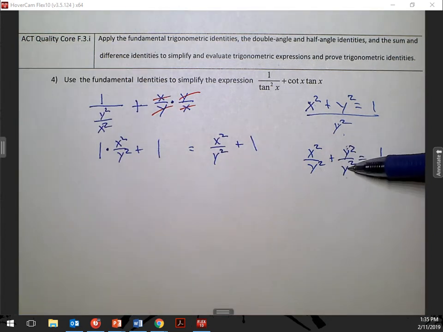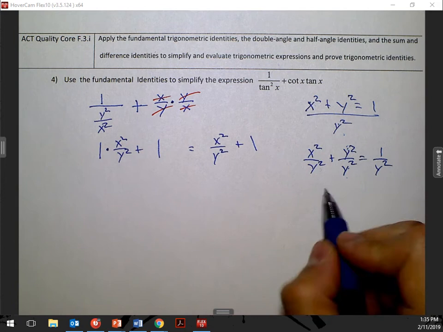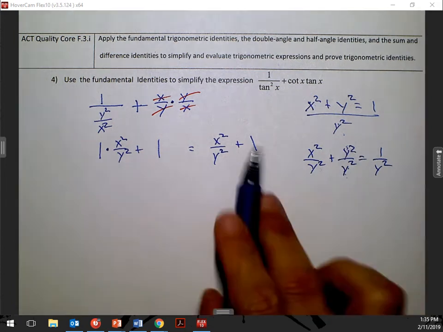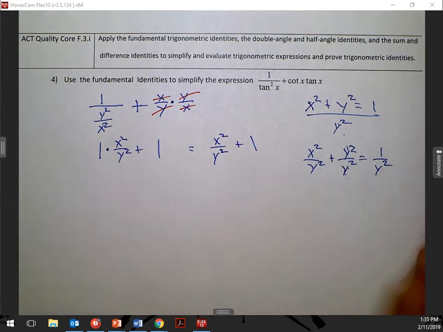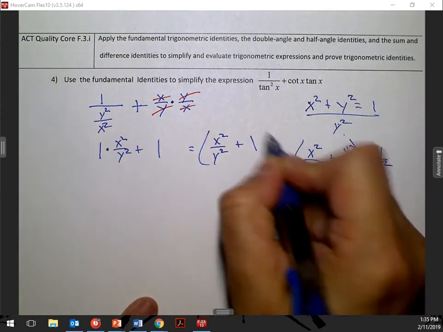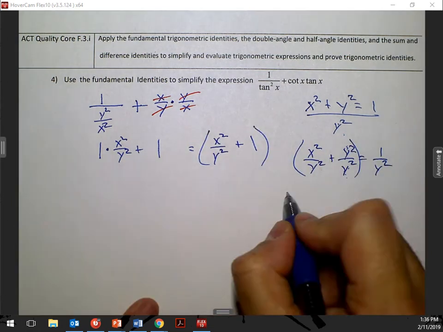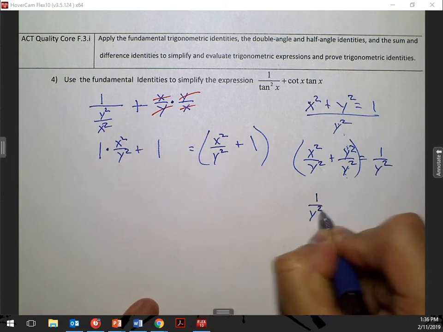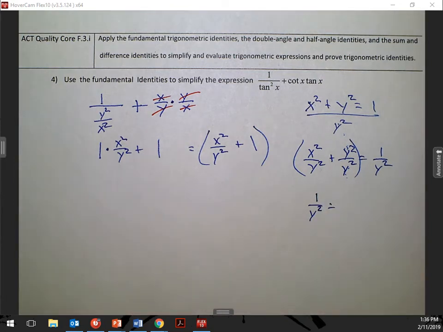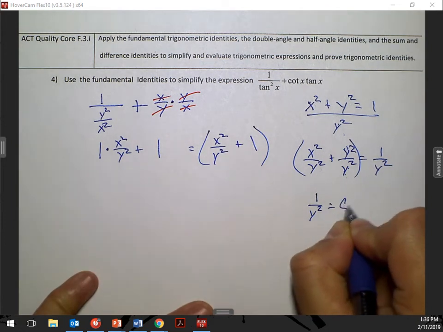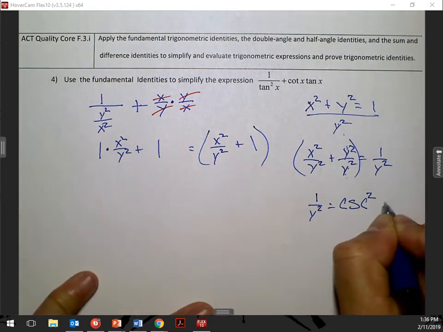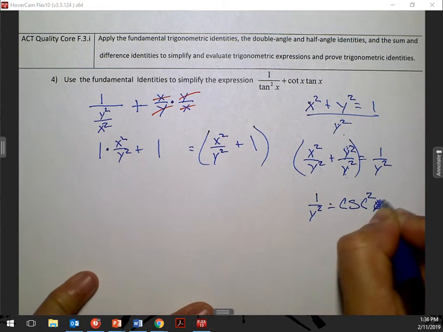So this is going to give me 1, isn't it? Am I off the screen? Yeah. Okay, good. So this is going to give me 1, so isn't that the same as this now? So all this right here could be replaced with 1 over y squared, which is secant. So this one comes out to be what? Cosecant squared. So this is going to turn into csc squared x. Thank you. Make sure your variable matches.